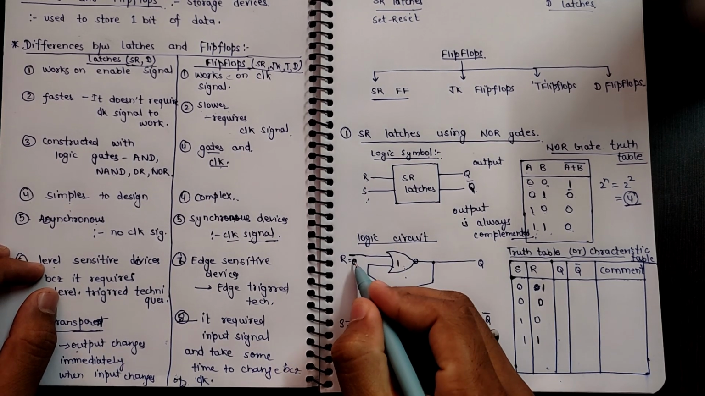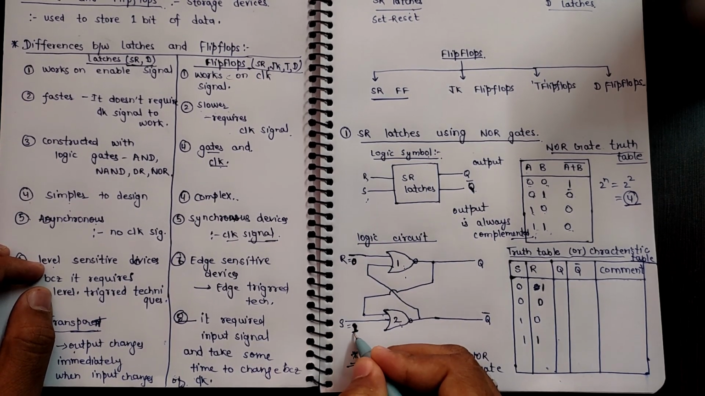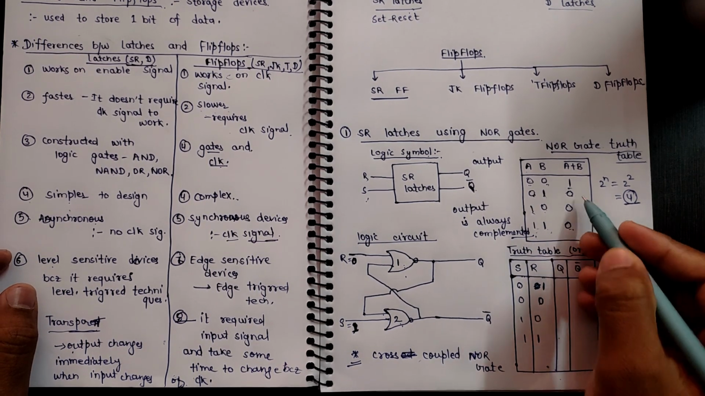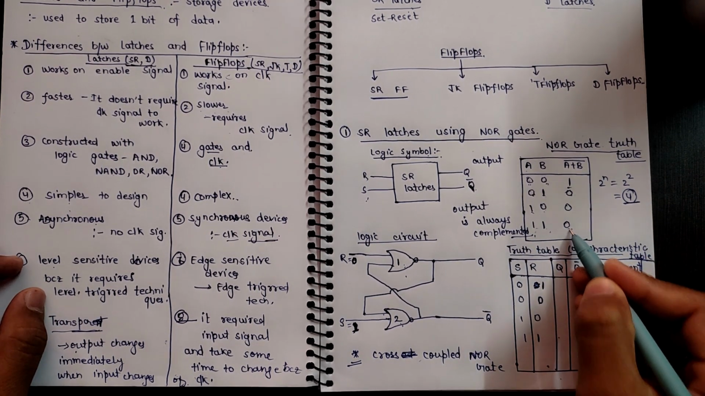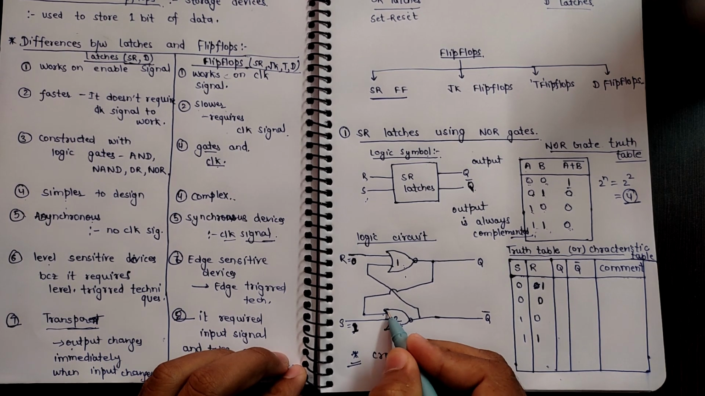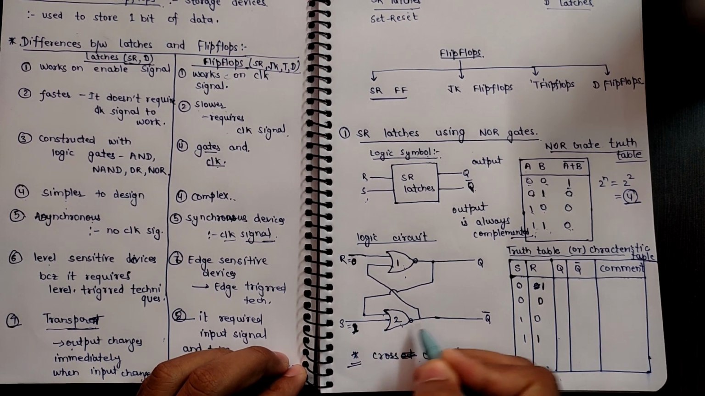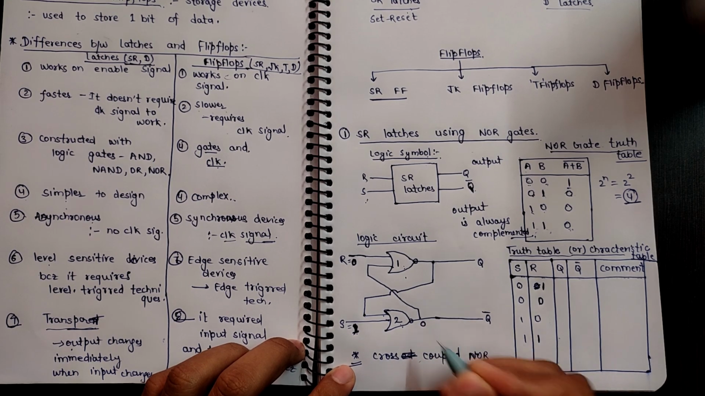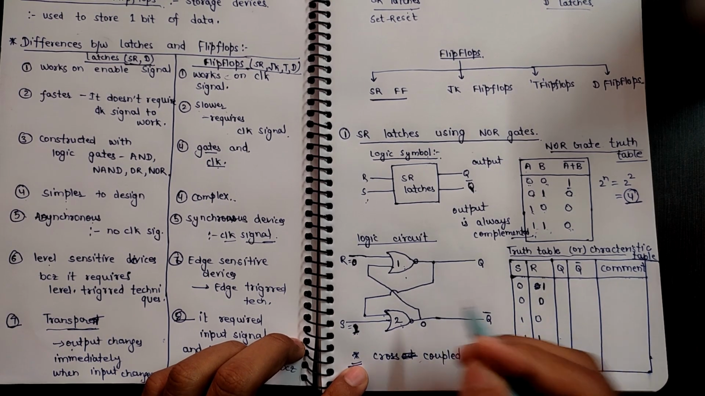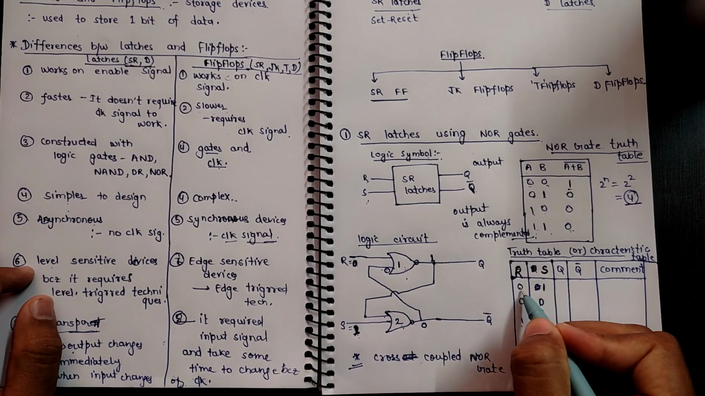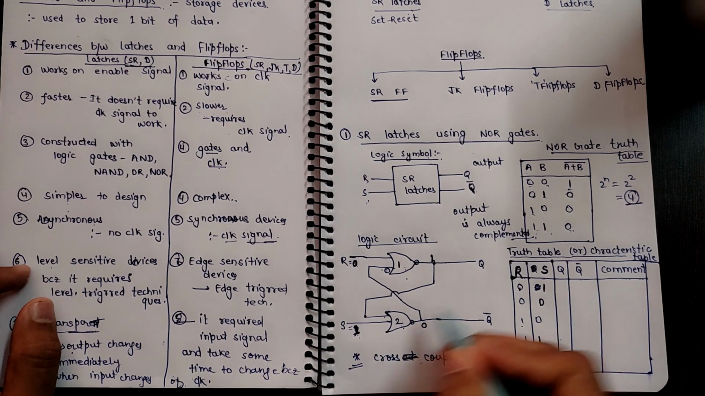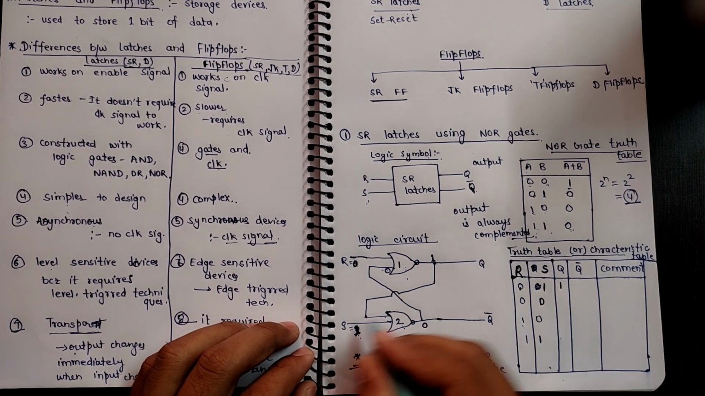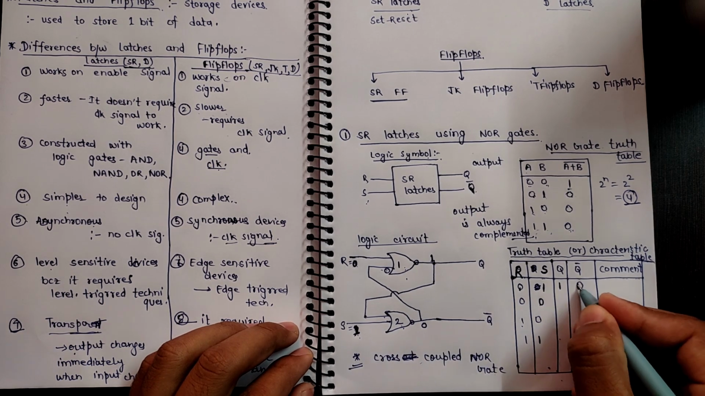Considering the first case, R is equal to 0 and S is equal to 1, we know that if any of the input is 1, then we will get 0 as our output. So here we can say that one of the input of this NOR gate is 1. So what we will get? We will get 0 as our output. As it is cross coupled NOR gate, so when our R value is 0 and S value is 1, we are getting output Q as 1 and Q bar as 0.